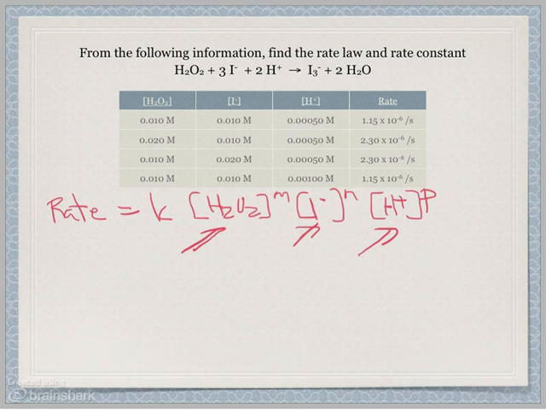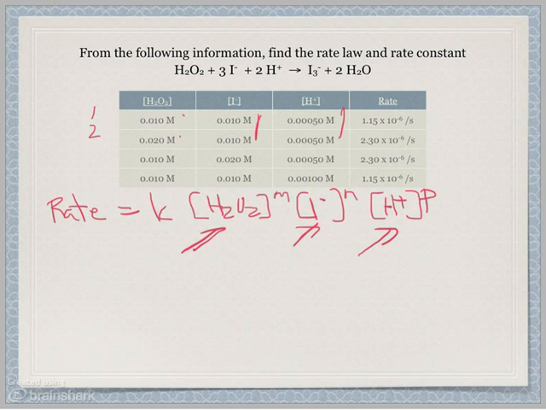So if we do that, we can look at trial 1 and trial 2. You notice that for the H2O2 you have 0.010 and 0.020. They're 2 different numbers, but as far as the I minus goes, those are the same, and as far as the H plus goes, those are the same. So those are going to cross out if we do the ratio of the 2 rate laws.